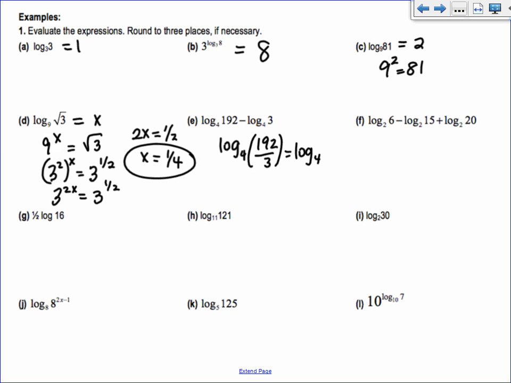Log base 4 of, if you don't know, then you can, oh, I don't know why it does that. It keeps doing that today.